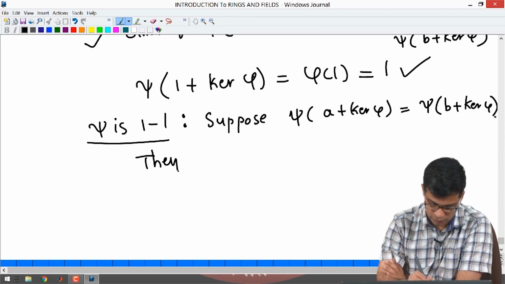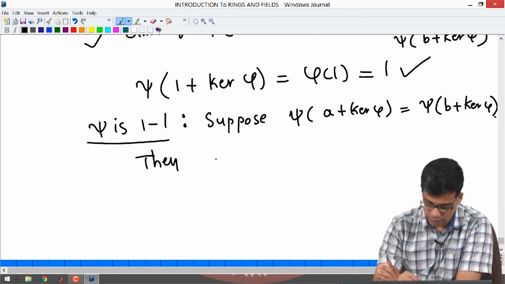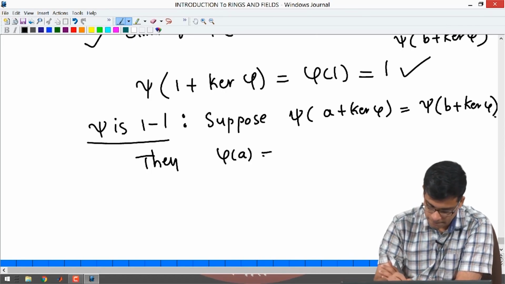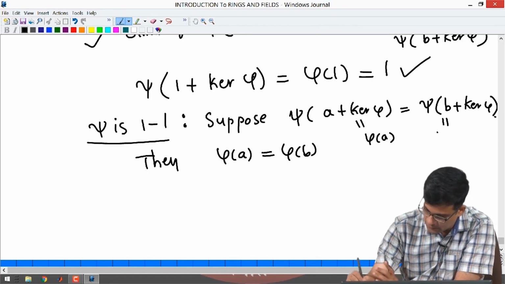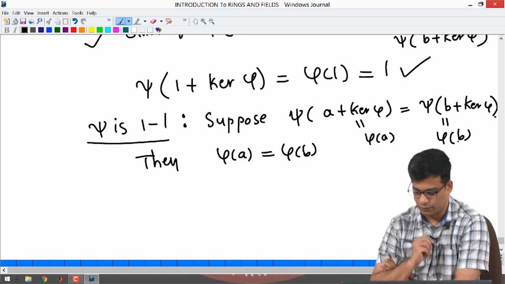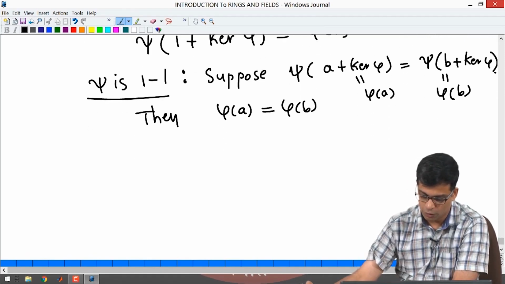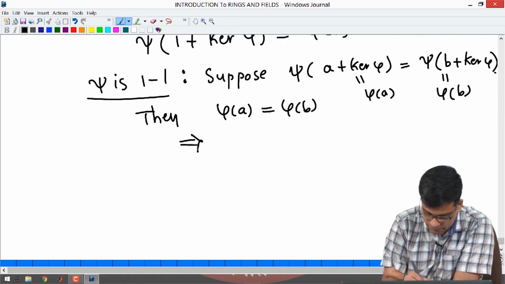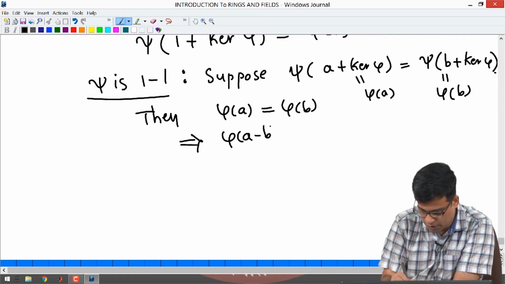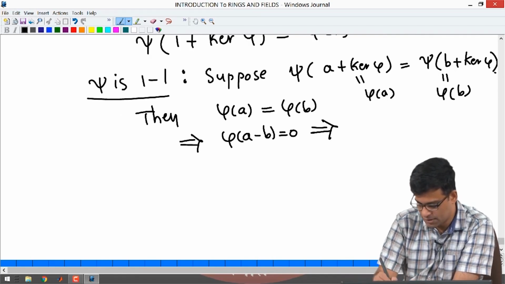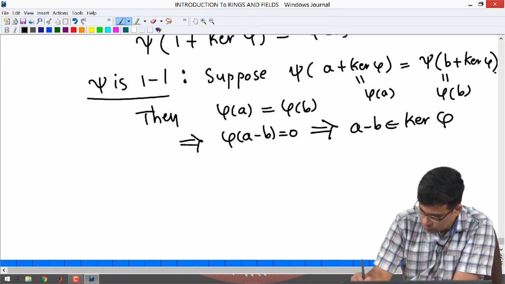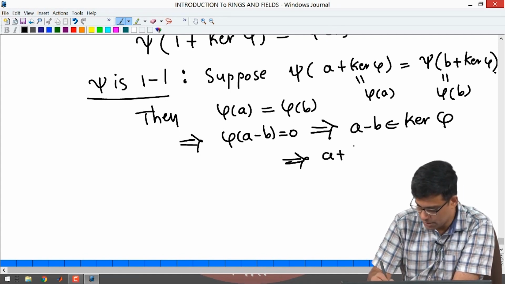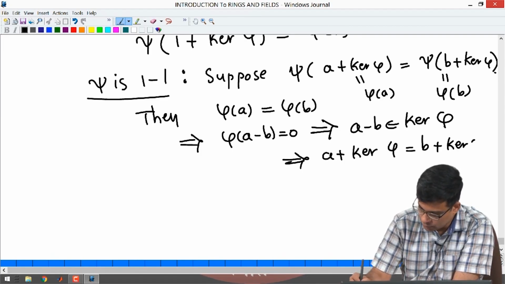This is also simple. If this happens, by definition phi of A is equal to phi of B, because this is phi of A by definition of psi and this is phi of B. Now phi of A is equal to phi of B, that means phi of A minus B is 0, right, because phi is a ring homomorphism. That means A minus B is in kernel phi, and that means A plus kernel phi is equal to B plus kernel phi.